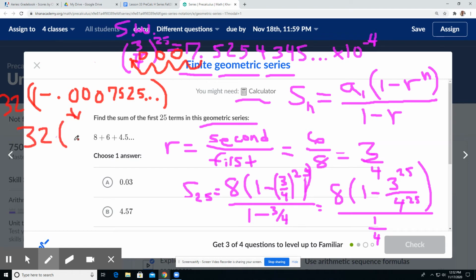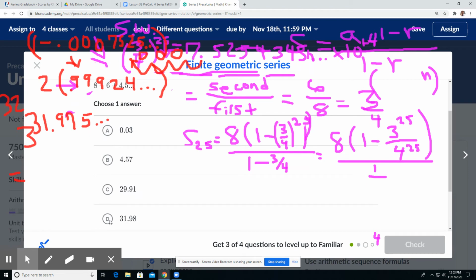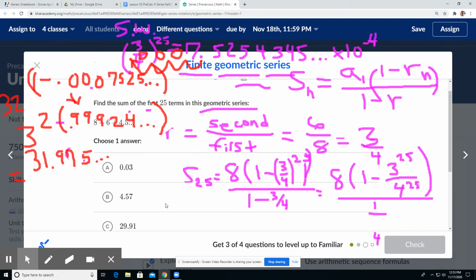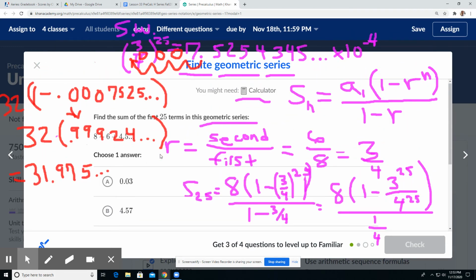So the answer was 0.99924... Remember the old rule, never round it until your final answer. So times 32. And I get 31.975... All right, and we'll choose one of the answers. And there it is right there. Looks like they rounded to 2 decimal places. So it'd have been nice if they just said that. Find the sum of the first 25 terms. Okay, that's fine.